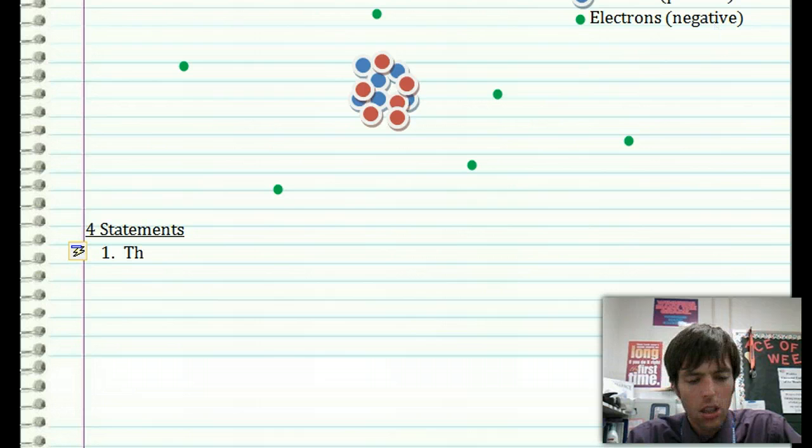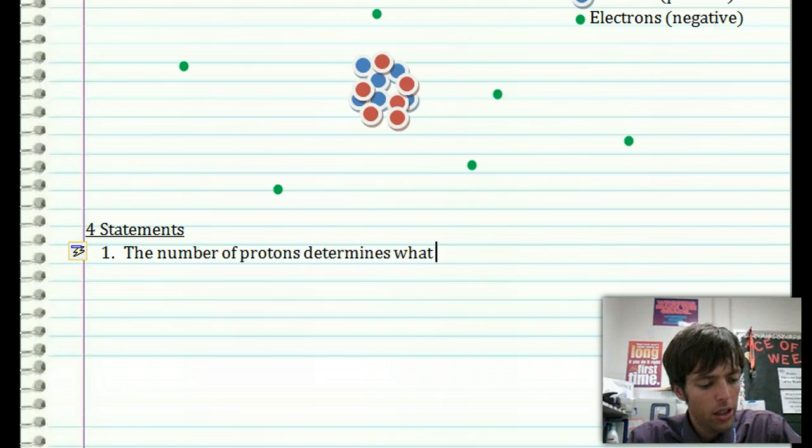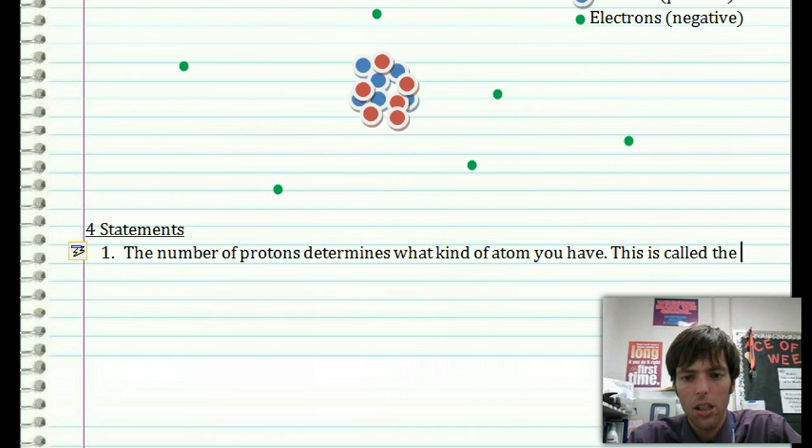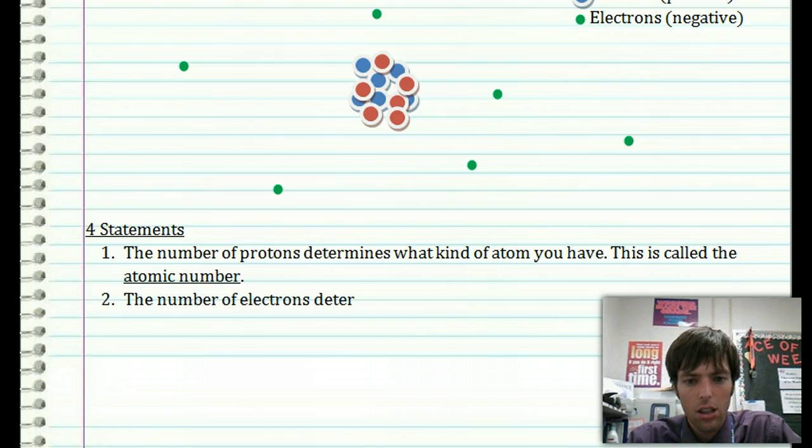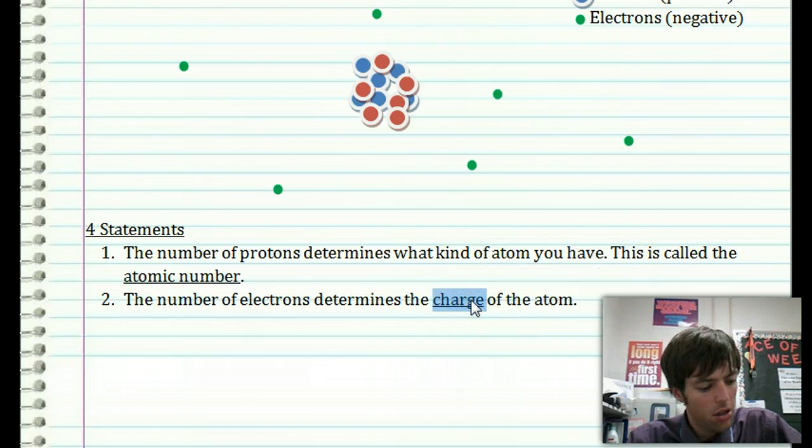Statement 1. The number of protons determines what kind of atom you have. This is called the atomic number. 2. The number of electrons determines the charge of the atom. And we are going to underline charge.